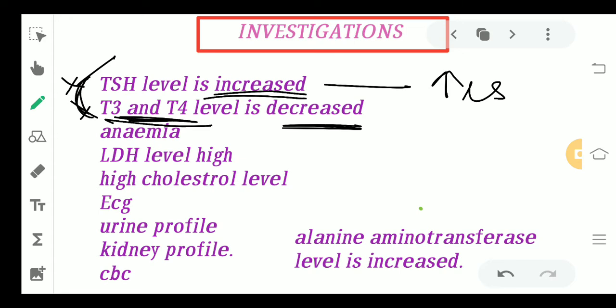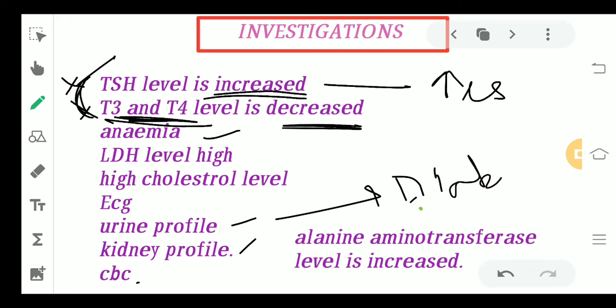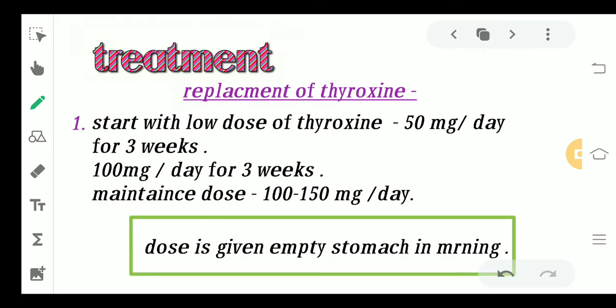Okay. Next thing, you will check the anemia condition, if the patient is anemic or not. CBC, that is the complete blood count, kidney profile, urine profile, to check if the patient is having diabetes, that is an autoimmune disorder or not. High cholesterol level, ECG will denote bradycardia, LDH level. Also, the alanine aminotransferase level is going to be increased in such patients. Okay, these are a few investigations that can be conducted.